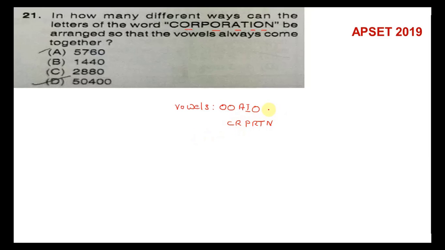If you observe, I am considering this entire group of vowels as one character, and here we have 6 other characters, so they are totally 7 characters. Among the 7 characters, the R is repeated 2 times, so you can write 7 factorial by 2 factorial, and in the vowels, the O is repeated 3 times, so you can write 5 factorial by 3 factorial. After performing the multiplication, you get the result 50,400. So the answer for this question is option D, 50,400.